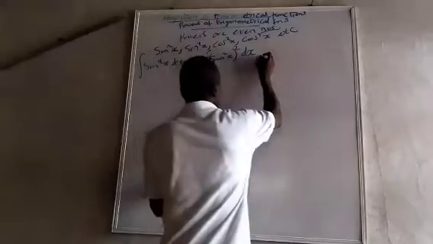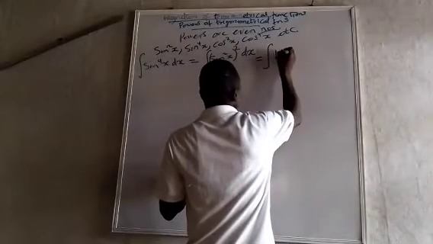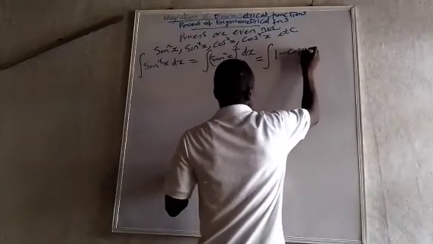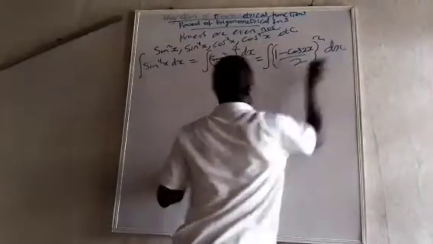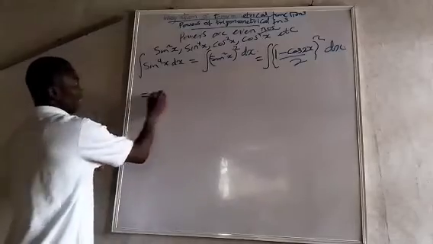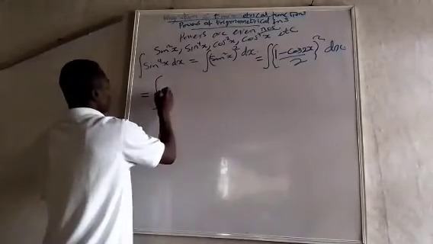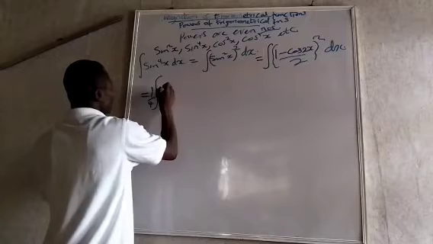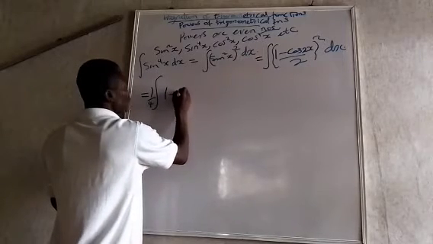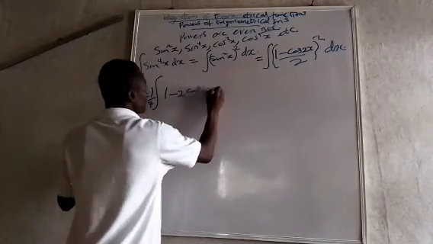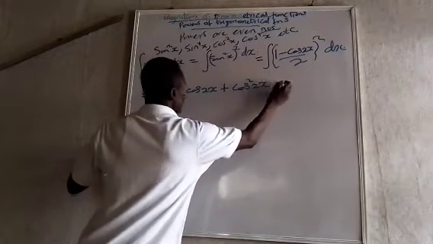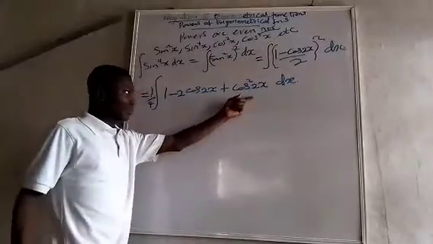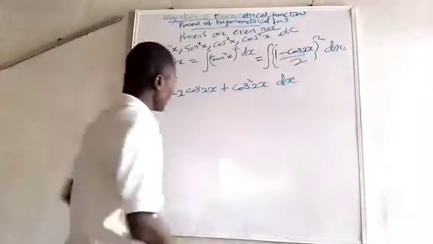Let's see how it goes. So it is equal to the integral of ((1 minus cos 2x) over 2) squared dx. Then let's expand this. You are going to have 1 over 4, times 1 minus 2 cos 2x plus cos square 2x, dx. You can see we are still meeting the same big word here again. So you have to expand this again.